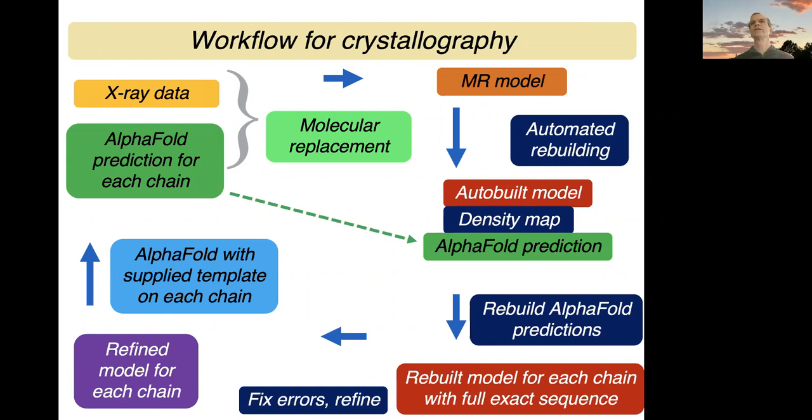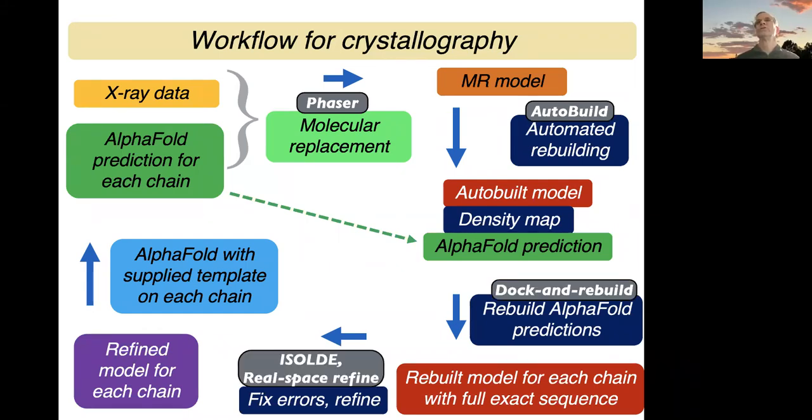So a few little steps in there for the crystallography are slightly more complicated than Cryo-EM, but still not that tricky. And you already have tools to do everything. You can do molecular replacement with Phaser or other tools. You can do the automated rebuilding with AutoBuild or other automated tools. You can rebuild with dock and rebuild. You can fix errors with Coot, ISOLDE, Real Space Refine, and you've got AlphaFold Colab to go around the circle.